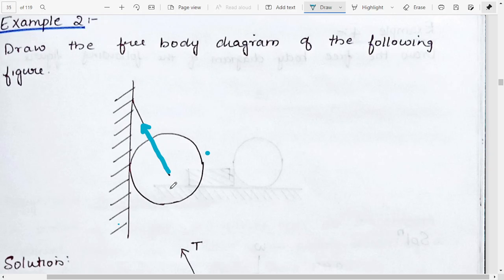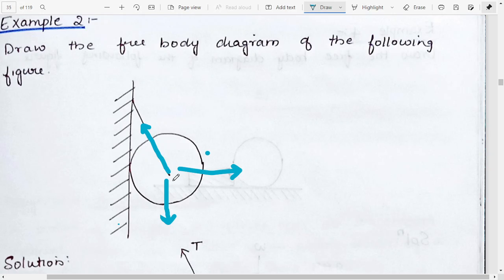Then there will be a normal reaction from the wall. If there is no wall like this, then this circle will be at the center, so there will be a reaction on this side. So we'll draw that also. Then there will be a self weight of this circle, that means the force due to its weight and gravity, which will be acting downwards. Okay, so these are the forces.